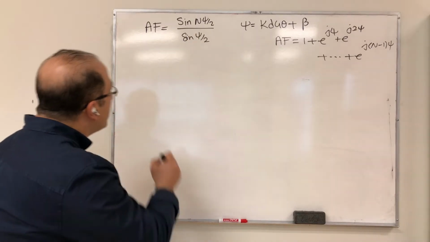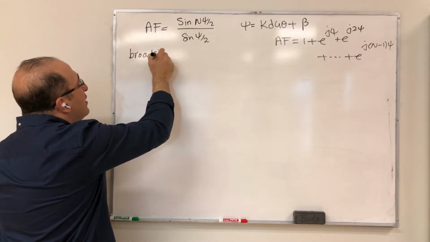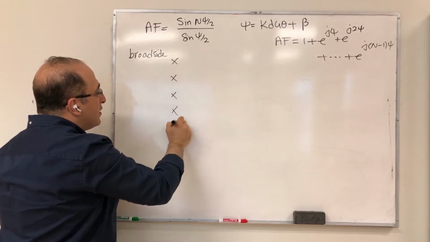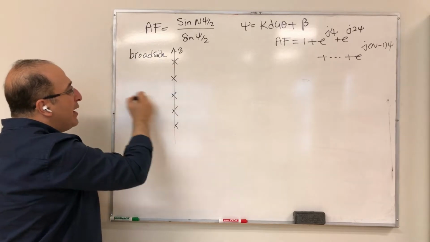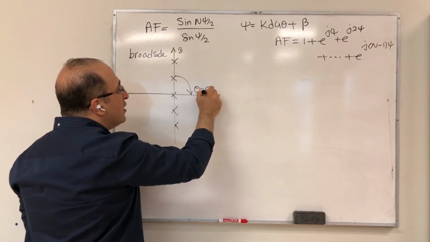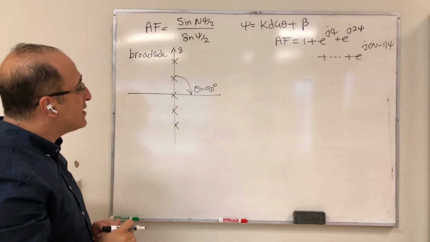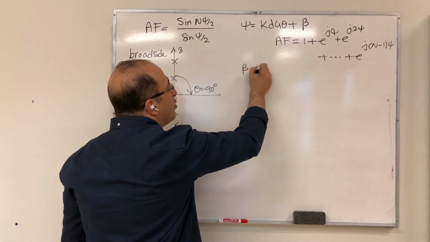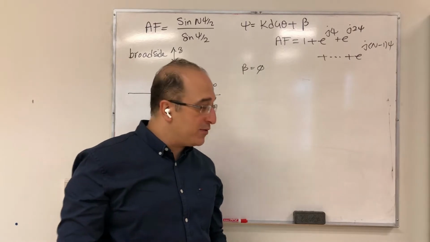Then we mentioned one particular type of array is broadside. And in broadside, if this is your array, let's say an array along the z-axis, you want the main beam to be perpendicular to the antenna. So theta equal 90 would be perpendicular if I take the array along the z-axis. To satisfy that, we said we need to have beta equal 0. So we don't want to have any phase change between the elements of the array.